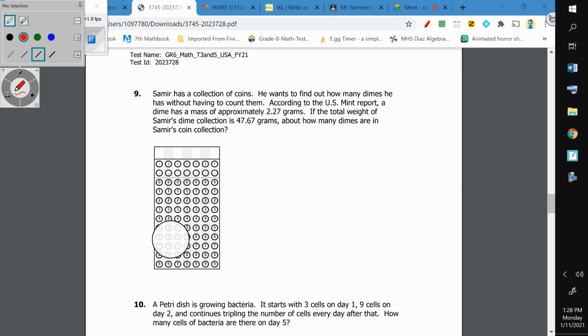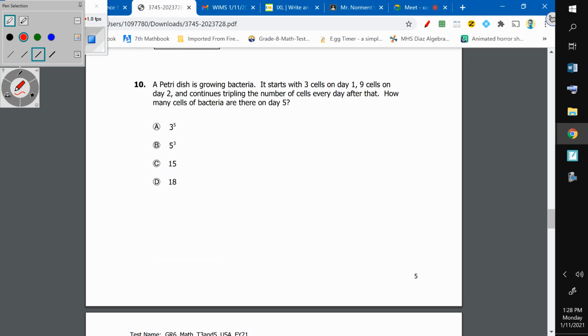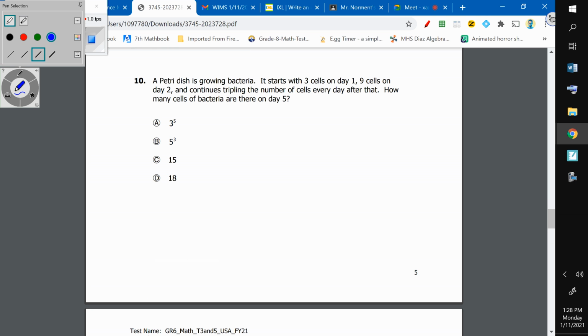Number 10, a petri dish. A petri dish is growing bacteria. It starts with 3 cells on day 1, 9 cells on day 2, and it continues tripling the number of cells every day after that. How many cells of bacteria are there on day 5?